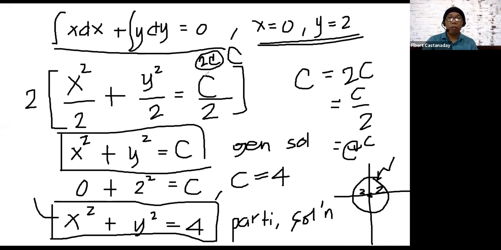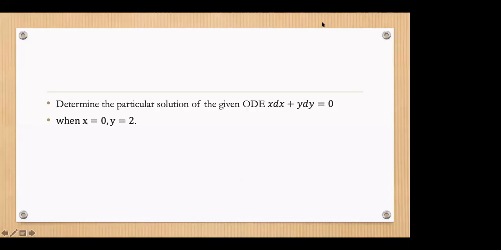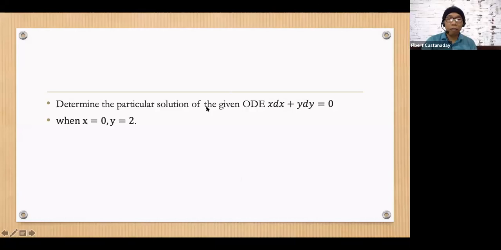Yes. No response means okay, na-gets? Okay, any questions, guys? Okay, kung walang tanong, clear na ba? Everyone? Sir, late po kasi ako nakapasok.